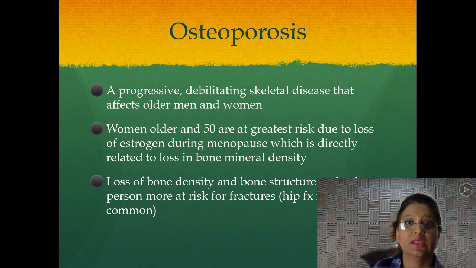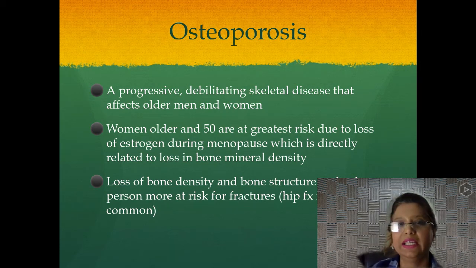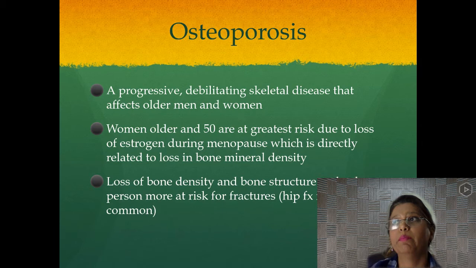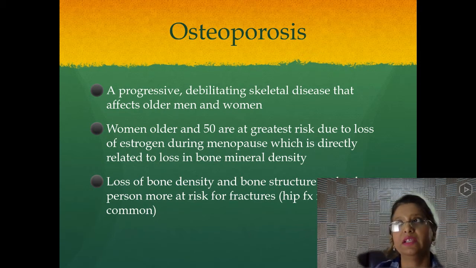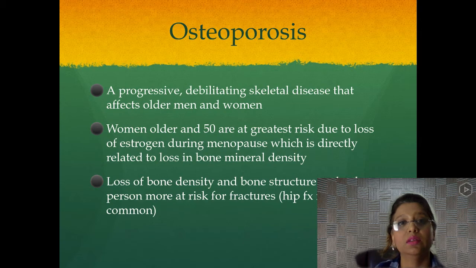Another condition is osteoporosis. What is osteoporosis? A progressive debilitating skeletal disease in older women and men. It's when the bones become very weak, fragile, and lose calcium. With older age, specifically for women after menopause, they have a low amount of estrogen and progesterone. Estrogen strengthens bones, and the bones lose calcium when estrogen is reduced.